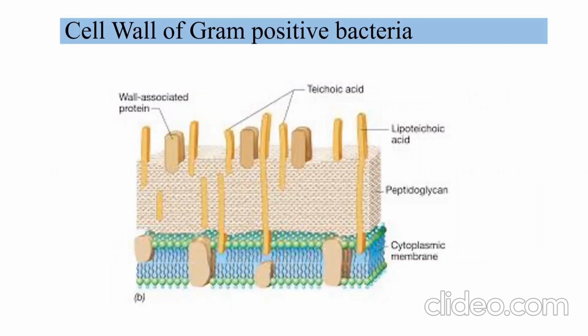Now we are going to concentrate on the cell wall of gram-positive bacteria. Here we can see the schematic representation of the cell wall of a gram-positive bacteria. Here we can see a large amount of peptidoglycan, and some wall-associated proteins. And the unique feature we are discussing, the teichoic acids, are present. When the teichoic acids combine with the lipid, they are called lipoteichoic acid. And here we can see the cytoplasmic membrane. So this is the cell wall structure of a gram-positive bacteria.